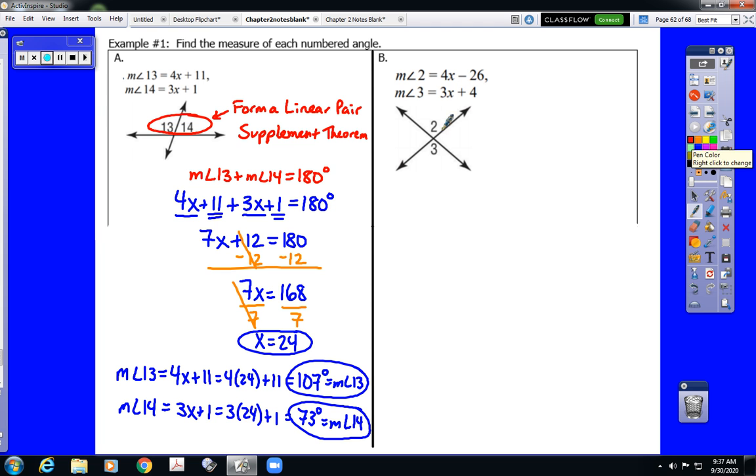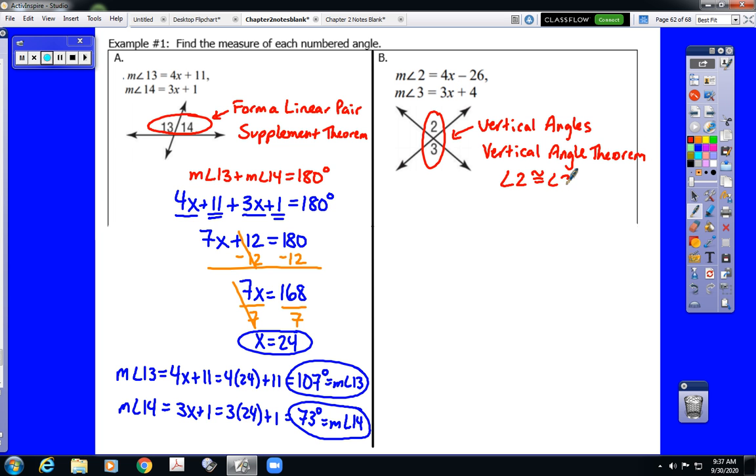In the second example here, we need to recognize that angle 2 and angle 3 are vertical angles, which means that according to the vertical angle theorem, they must be congruent. Okay, so we need to think to ourselves, the vertical angle theorem says that angle 2 is congruent to angle 3, which means that the measure of angle 2 is equal to the measure of angle 3. And then we're going to solve the equation for them by plugging in the values from up above, just like we did in the previous example.